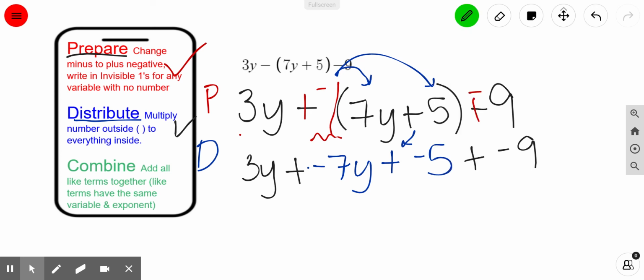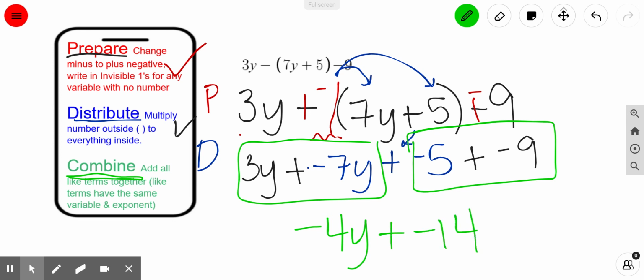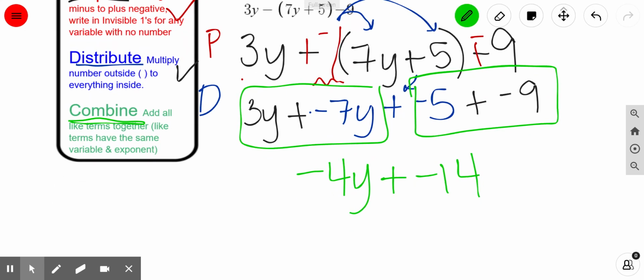Next up is the combine like terms. So combine means to add all the like terms together. Remember, like terms have the same variable and the same exponent. Okay, so right now it looks like these two are like terms. They just happen to be next to each other. So if I add that together in my calculator, I get -4y. Okay, oh, and look, these constants, these numbers with no variable are also like terms. So if I add that together, I get -14. So that's -4y plus -14. Or remember, the other way we could write this, because we can write it one more way, is -4y minus 14.